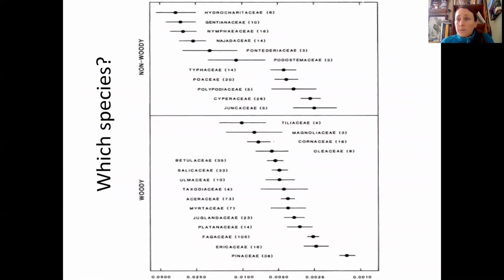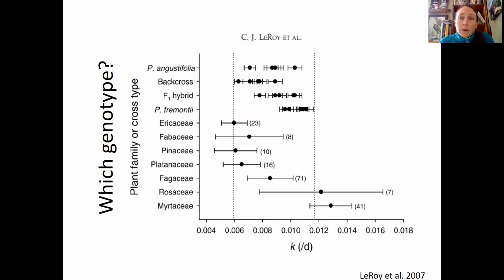So when you look across broad plant families, you can see that there's a lot of variation in their decomposition rates. This is from Webster and Benfield in 1986. But if you look within a plant species, you can see equally large variation in decomposition rates. So here's a paper where we were looking within 2 different species of cottonwoods and their hybrids and comparing it to family-wide variation in decomposition across plant species.